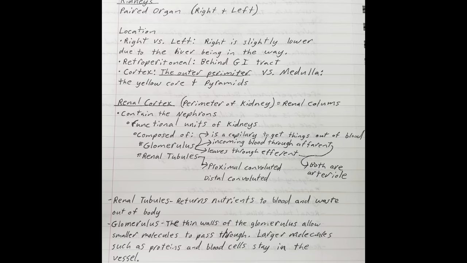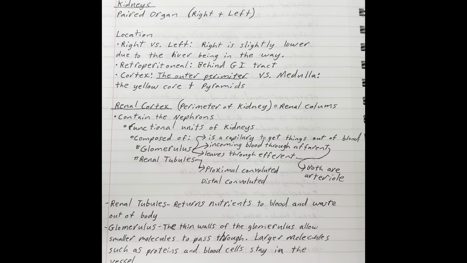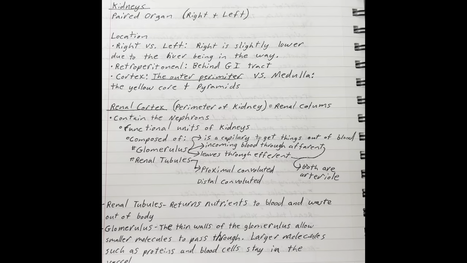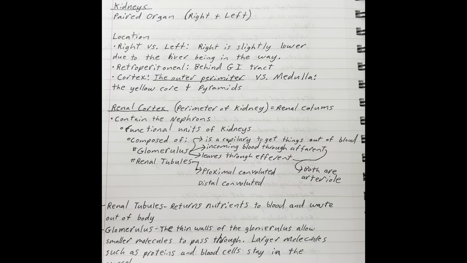The glomerulus is a capillary to get things out of the blood. Incoming blood comes through the afferent and leaves through the efferent. Both are arterioles of the glomerulus.